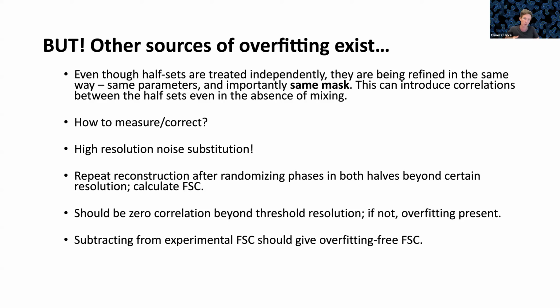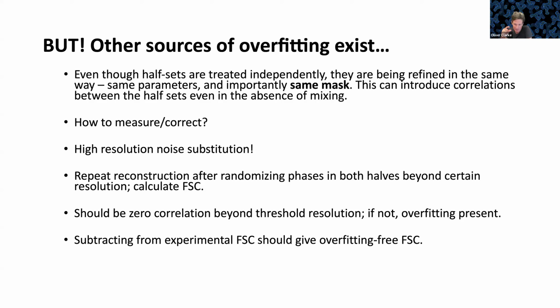What this involves is basically repeating your reconstruction and calculating your FSC after randomizing phases in both halves of your data beyond a certain resolution. Let's say the resolution where the FSC overall drops below 0.8 or 0.9, right? Then calculate your FSC again. That noise substituted FSC, if you think about it, should drop off to 0 beyond that threshold resolution, because you have no real data beyond that resolution. It's all noise. If it doesn't, that means overfitting is present, which is coming from the mask, right?